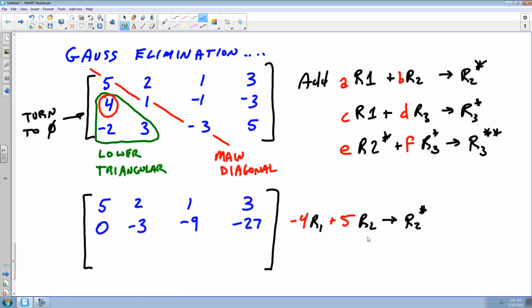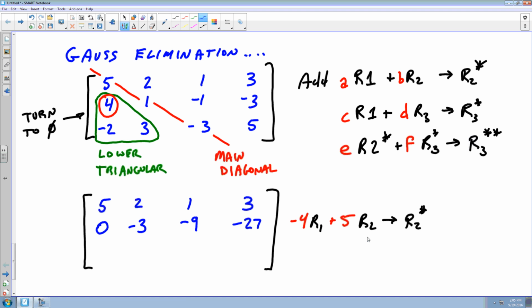And by the way, if you ever don't like all these negatives, you could always multiply any row by minus 1. That's always acceptable. You can take any row in here and multiply it by minus 1 at any time. Doesn't matter. Doesn't change anything.